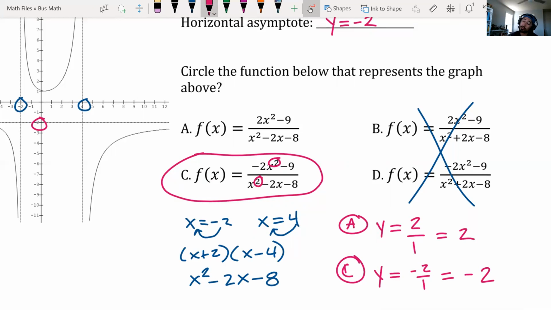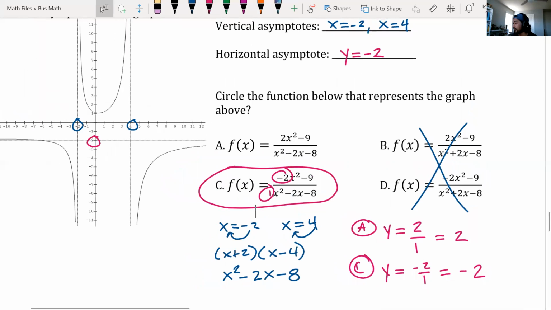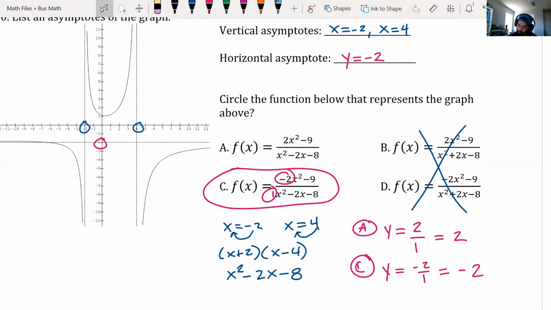Then by the rule of horizontal asymptotes, you put the leading coefficients over each other. So -2/1 will give me -2, which is what we wrote for our horizontal asymptote. Gotcha. I'm just forgetting about the rules. Thank you, sir. You're good.